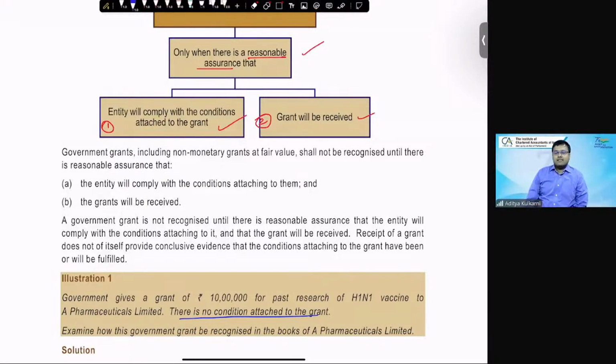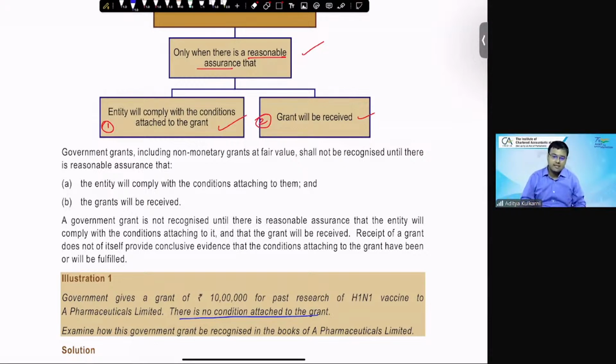H1N1 is a vaccine that was developed after long research. So the government said, okay, you did the research, you will get 10 lakh of grant, and it gives 10 lakhs of grant. What are you going to do with this grant? You don't need reporting knowledge for this. It's a very simple question. The money came into the bank, 10 lakh rupees. Account as income in P&L, sir.